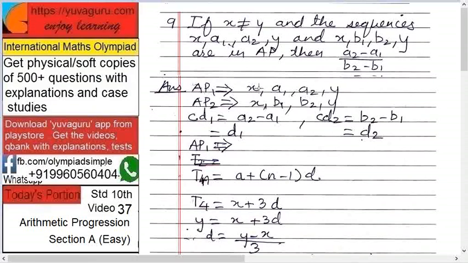So AP1 equals x, a1, a2, y, AP2 is x, b1, b2, y. Okay, common difference 1 for the first is a2 minus a1, that is d1. Common difference 2 equals b2 minus b1, that is d2, right? All are in AP. Okay. Now Tn equals A plus (n minus 1) into d. This is a common thing we know.